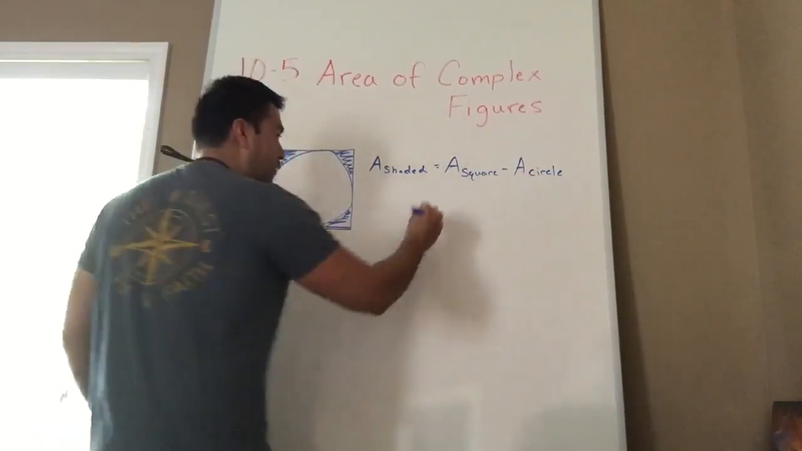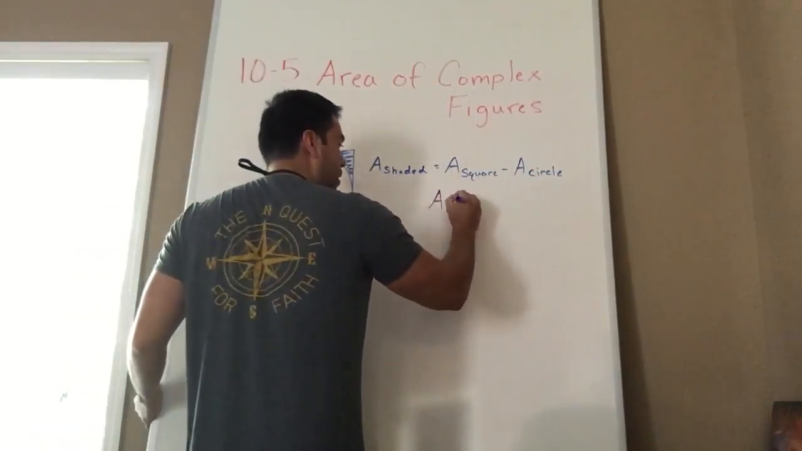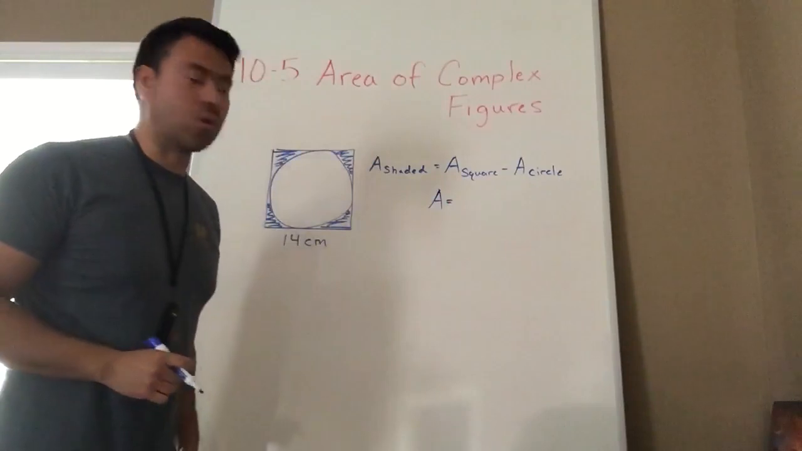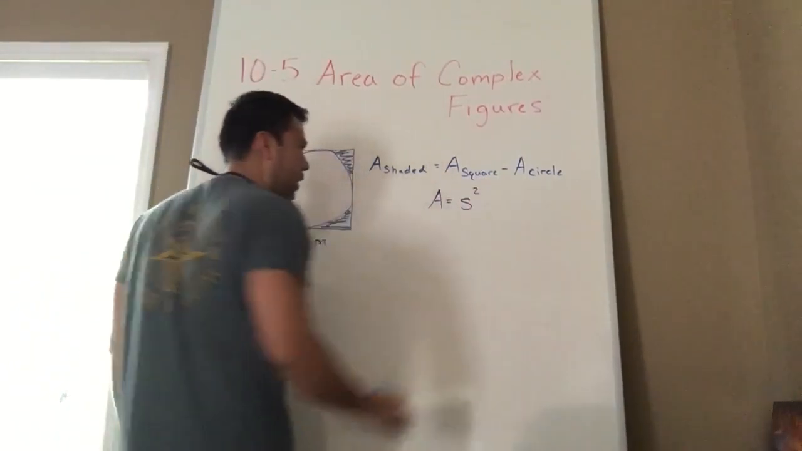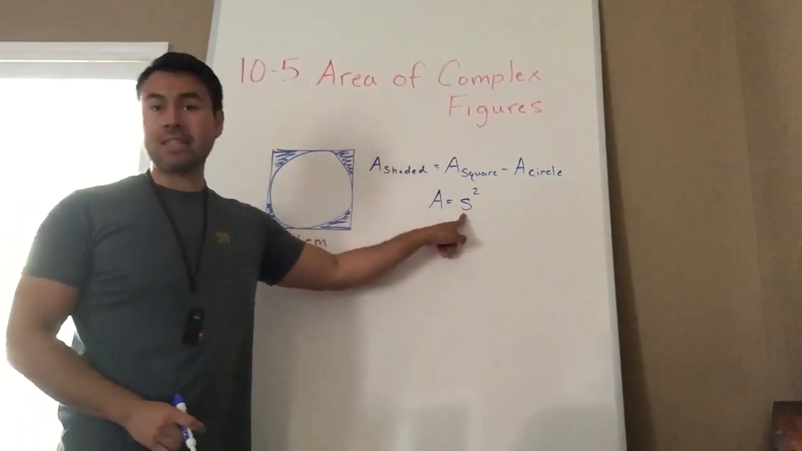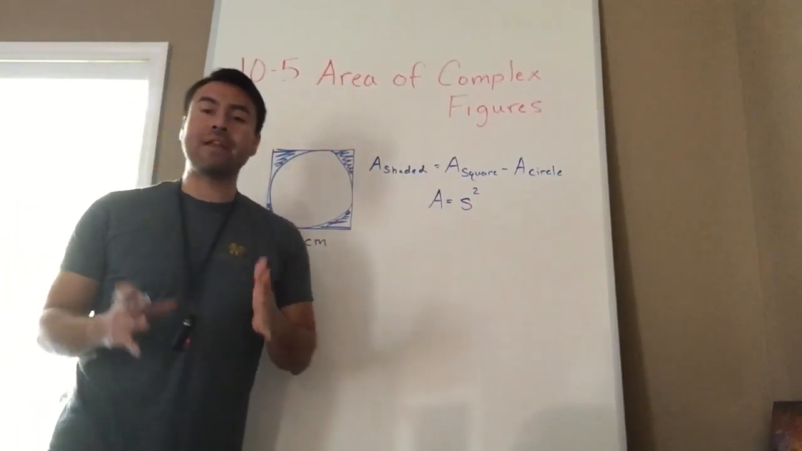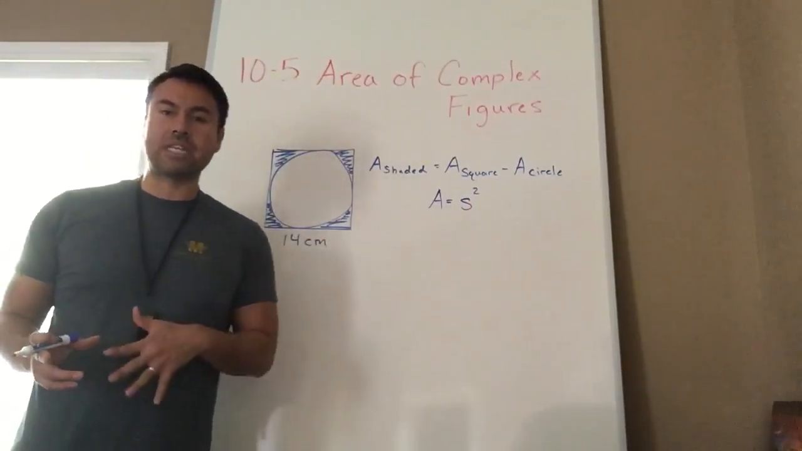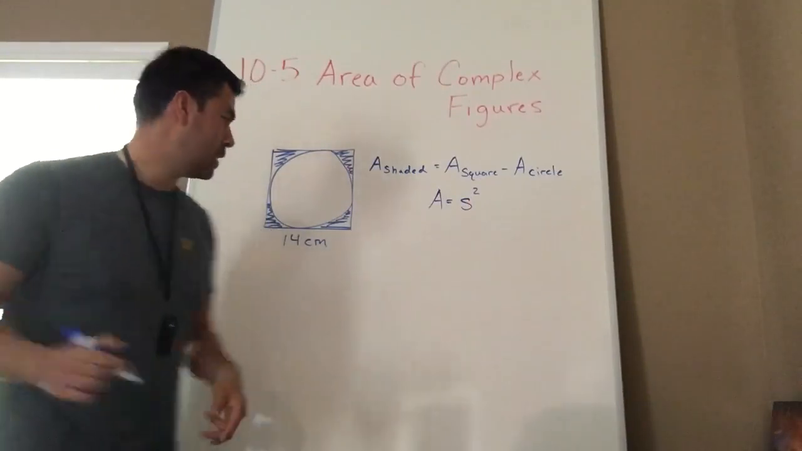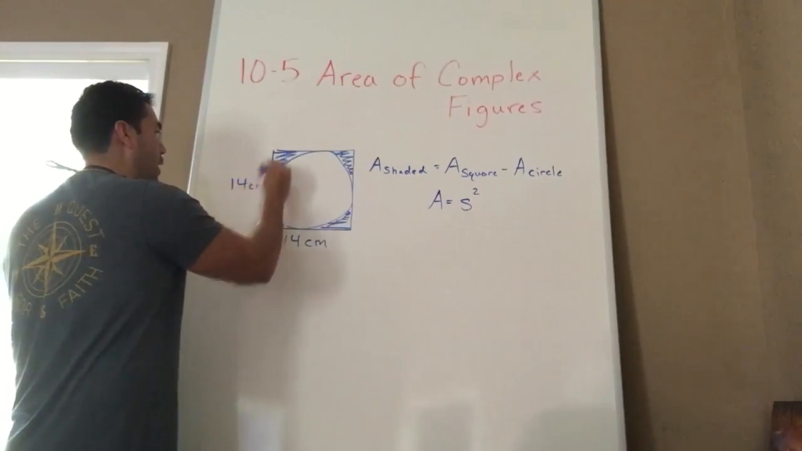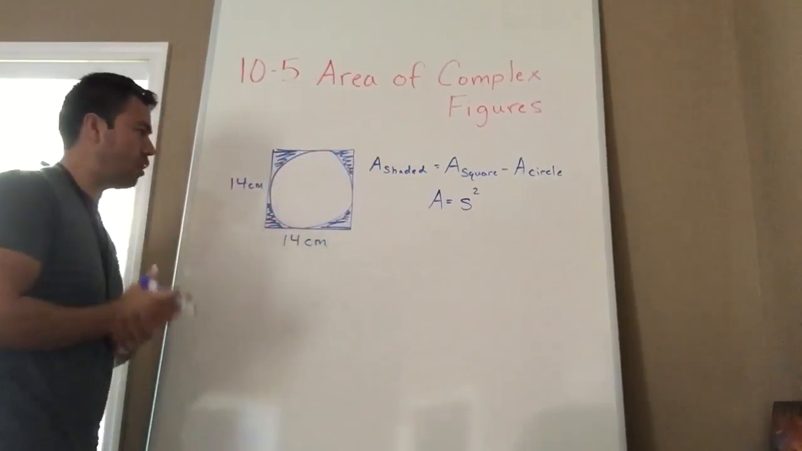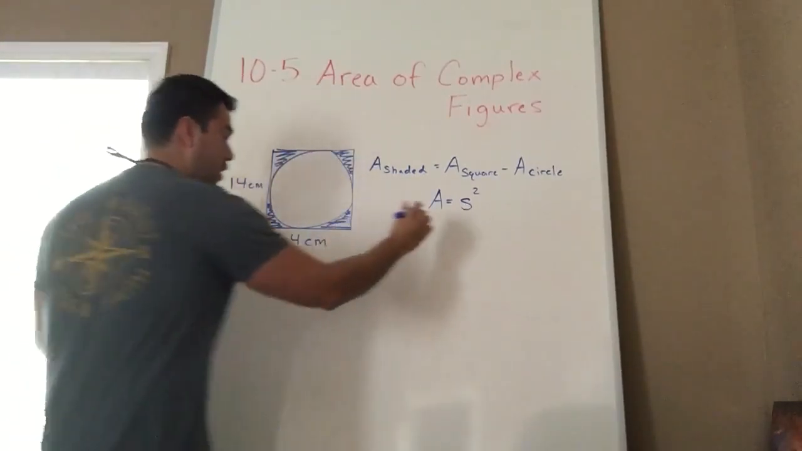Okay, how do you find the area of a square? Area of a square has its own measurement. It's basically area equals side squared. You can also say length times width, but what do you know about a square and its length and width? They're both the same. So if this is 14 centimeters, so is this, right? So is that one and that one. So we know what all side lengths are. So we're going to go ahead and do that.